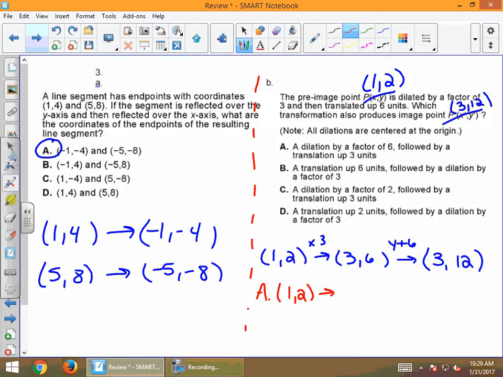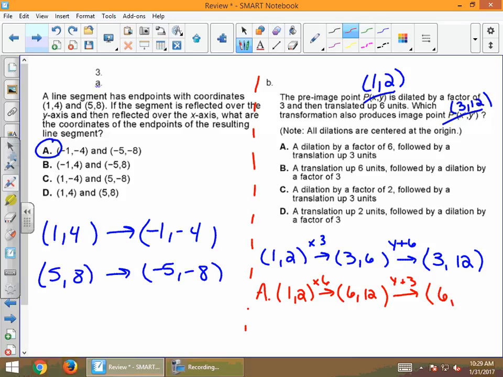We dilate it by a factor of 6. What's that point now going to become? Multiplying it by 6, what's that new point? 6/12. Then it's saying translate it up 3, so you add 3 to your y value. Well, again, the x value doesn't change. That's going to stay a 6.